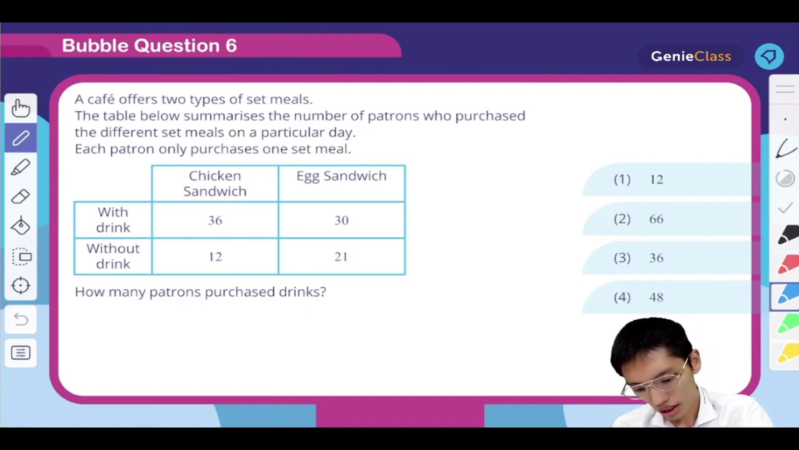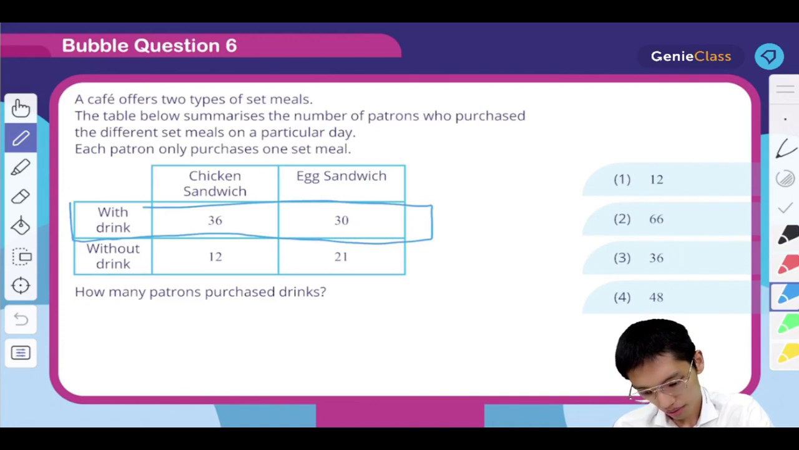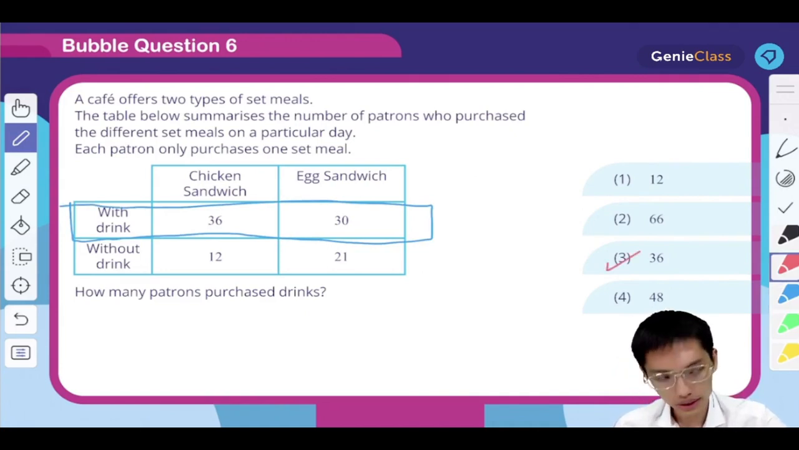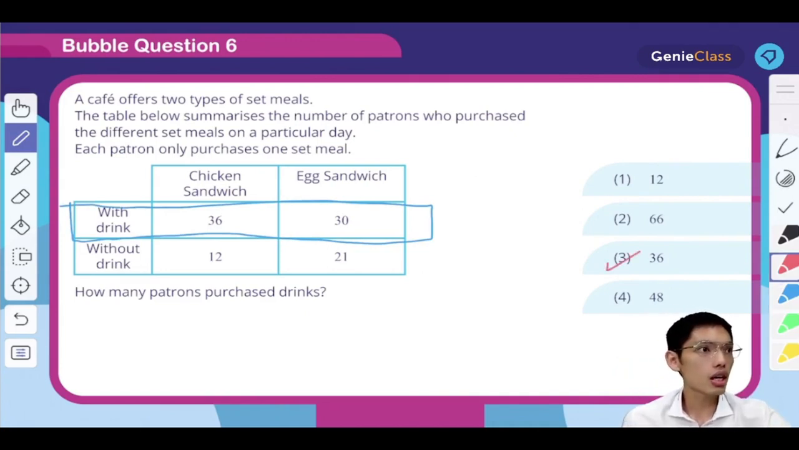So with drinks, you realize I'm just looking at row wise. So this is the one. Row wise, and henceforth this is the answer over here. Alright, doing a good job over here.